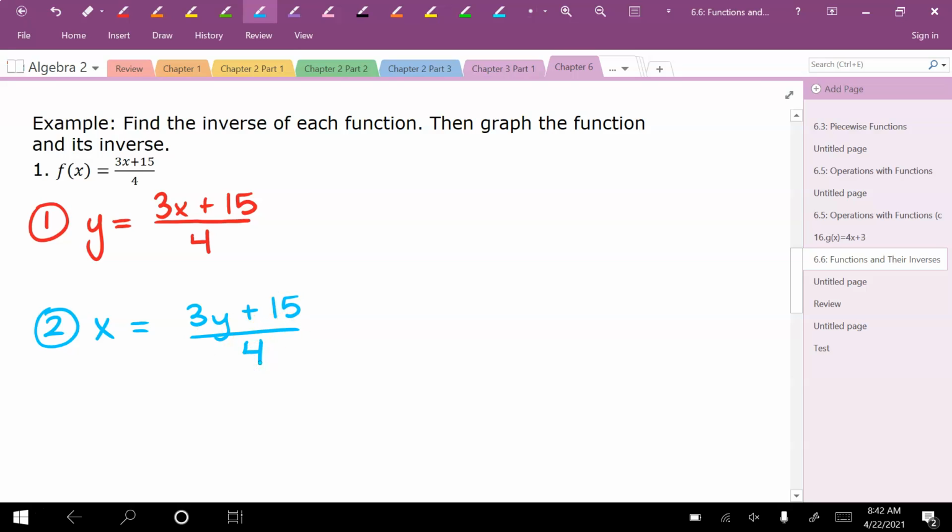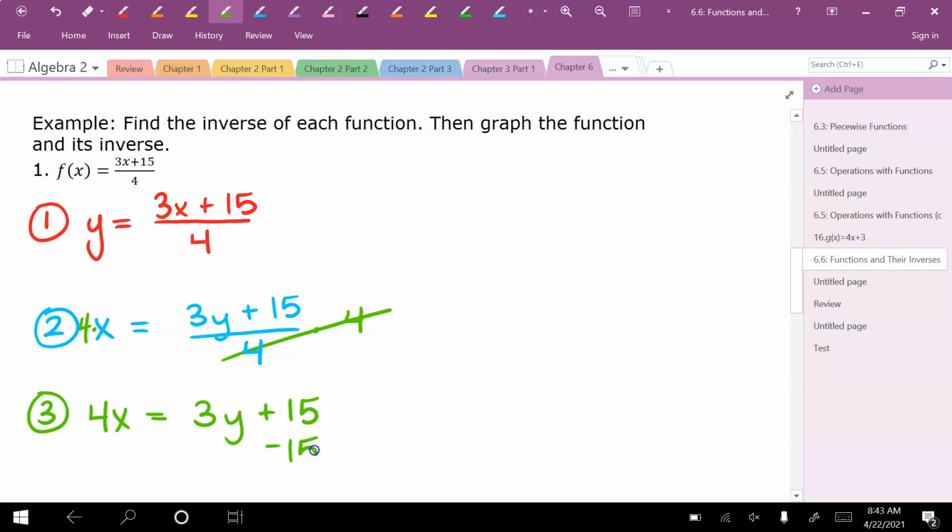Okay, so first step is to replace f of x with y. So I did that. Step 2 is to switch your x and your y. So I did that. Now I'm going to solve for y. So the first thing that I would do is get rid of this fraction. Okay, so get rid of that 4. So think of it as like that whole fraction is over 4. So it's like 1 over 4. So the reciprocal would be 4. So I'm just going to multiply both sides by that. That's going to get rid of that fraction for me. So I'm going to have 4x equals 3y plus 15.